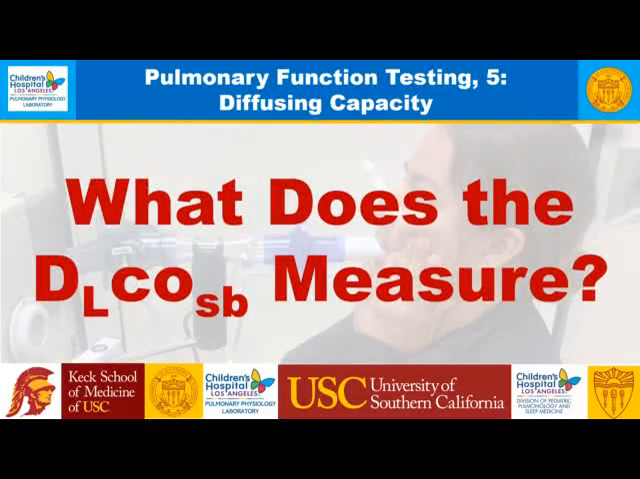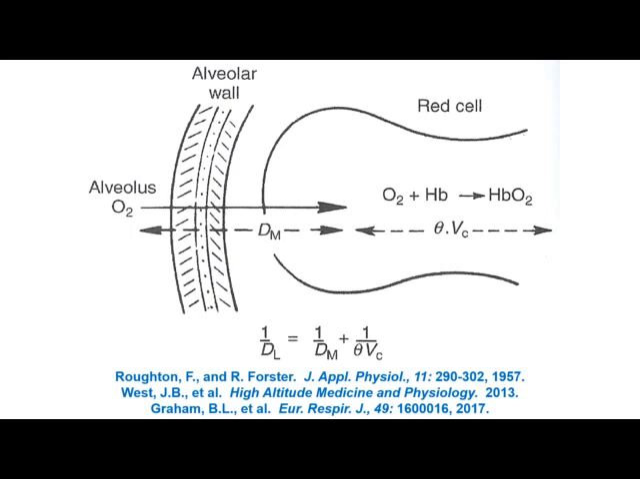So what does the DLCO actually measure? Again, we have this schema here. O2 in the alveolus has to get to hemoglobin. It must cross the alveolar capillary membrane, and this is referred to as DM, and it must also chemically combine with hemoglobin, which is the theta, and then this is also determined by the amount of hemoglobin in the lung.